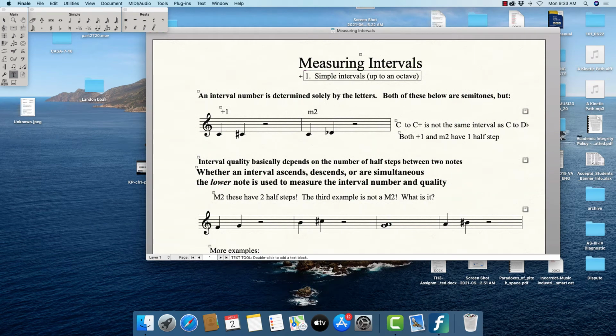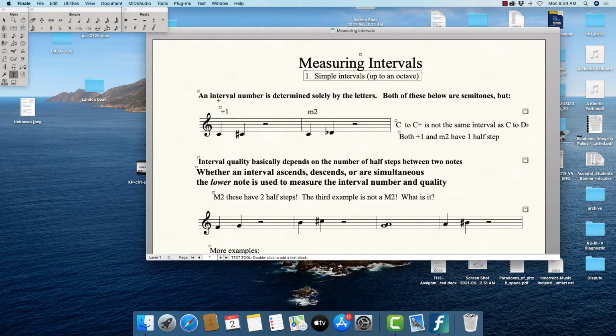In chapter 1, they talk about intervals, and I want to show you how we measure intervals. It will also help us understand how to notate intervals. So first of all, we'll talk about simple intervals. Simple intervals are basically up to an octave, okay? And that's pretty much what we'll cover.